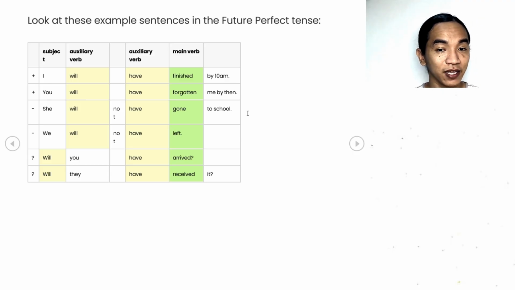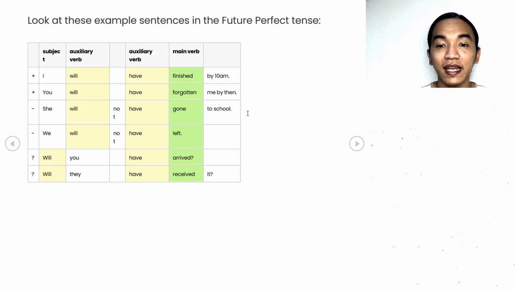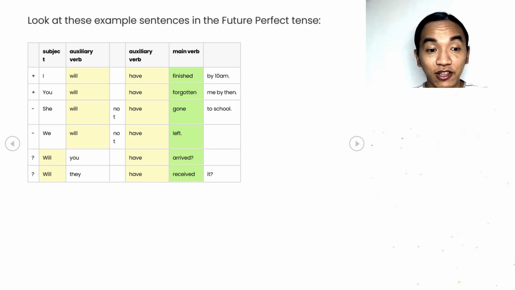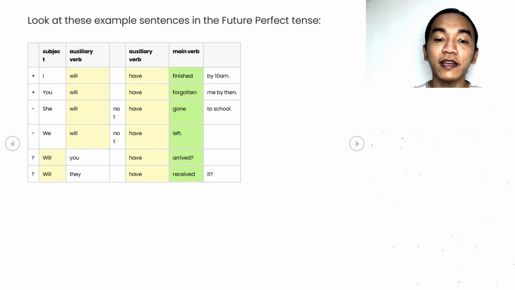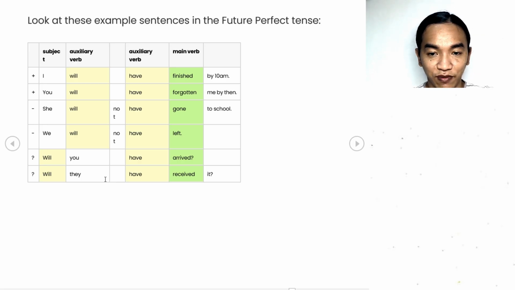Example here, will you have arrived? Next one here is, will they have received it? So as you can see, you start with will, but still you retain your have and then your past participle for the main verb. So I want you to please remember these three main structures of your future perfect tense: your positive or affirmative, your negative form, and the question form.